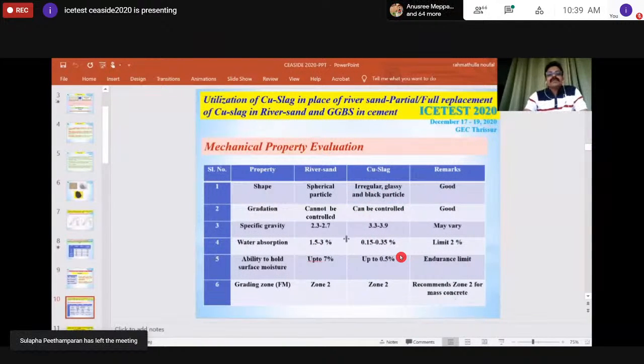Other properties are the mechanical properties, where the gradation, specific gravity, water absorption, some values are there. Specific gravity, you can see that this will be a little bit high, 3.3 to 3.9. This is because in the copper slag, the iron content is more, about 50 to 51%. Due to that, the specific gravity is more in the copper slag.